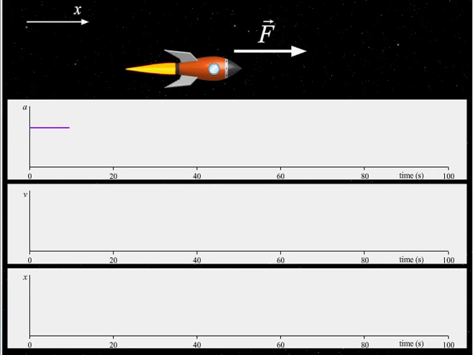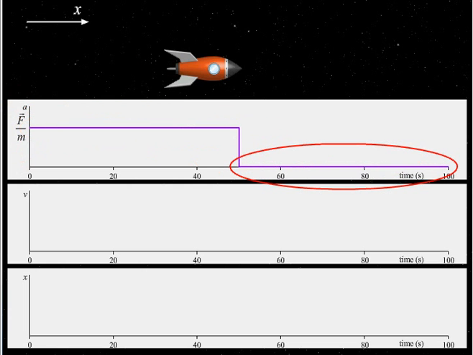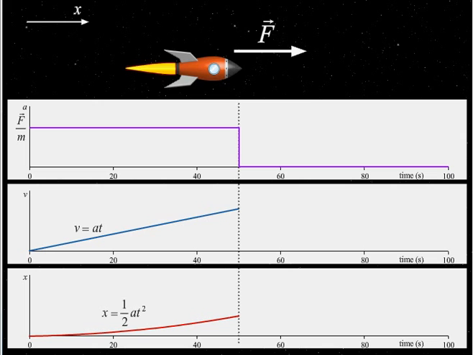While the engines are on, the spaceship will have a constant acceleration equal to F over m. Here we see a plot of the acceleration versus time. The acceleration is just equal to F over m between 0 and 50 seconds and 0 thereafter. While the spaceship has a constant non-zero acceleration, the velocity increases linearly with time as shown. During this time, the displacement increases quadratically as shown. In fact, these plots are just the plots of motion at constant acceleration that you are familiar with from kinematics.